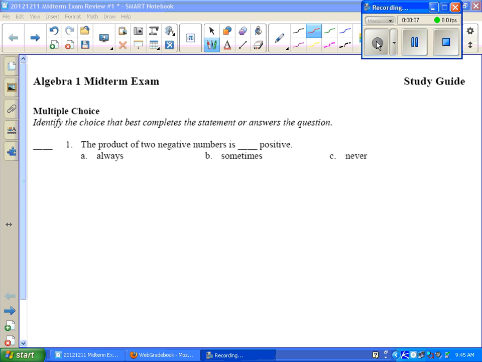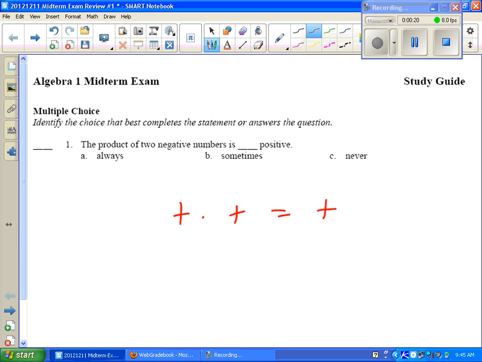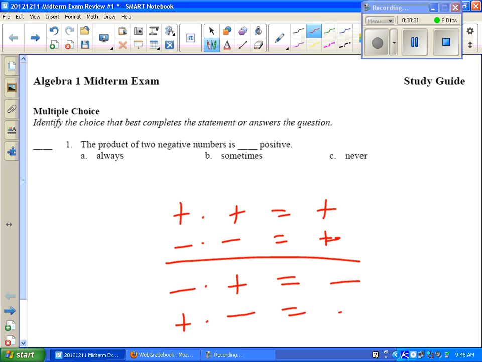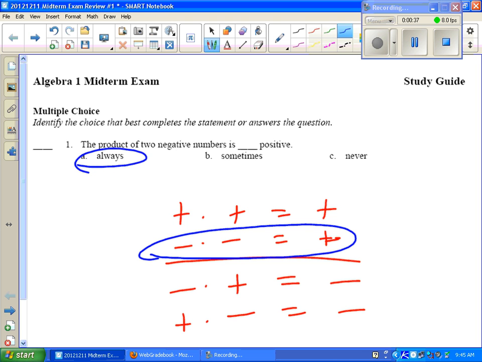First question: the product of two negative numbers is always, sometimes, or never positive. Product means to multiply. A positive times a positive will always be positive. A negative times a negative will also always be positive. The other two, negative times a positive or positive times a negative, will both be negative. But to answer the first question, a negative times a negative is always a positive.